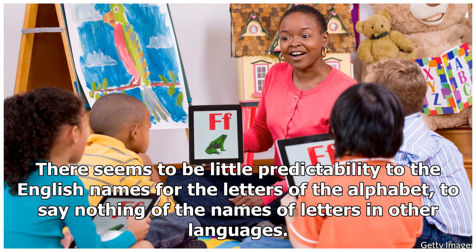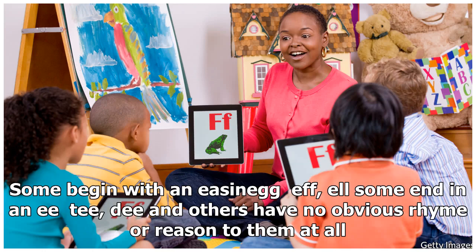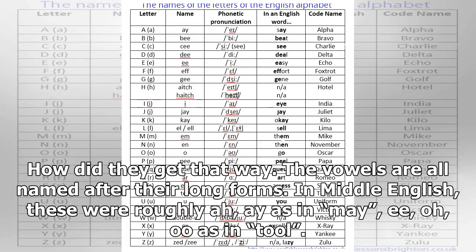There seems to be little predictability to the English names for the letters of the alphabet, to say nothing of the names of letters in other languages. Some begin with an E, some end in an E, and others have no obvious rhyme or reason to them at all. How did they get that way?